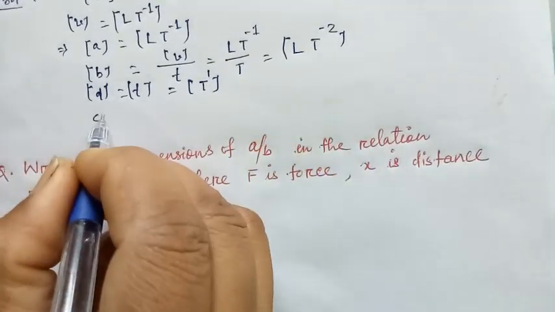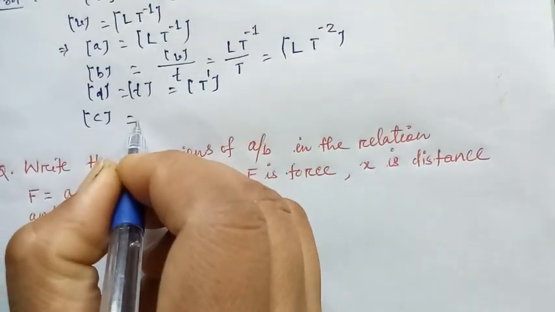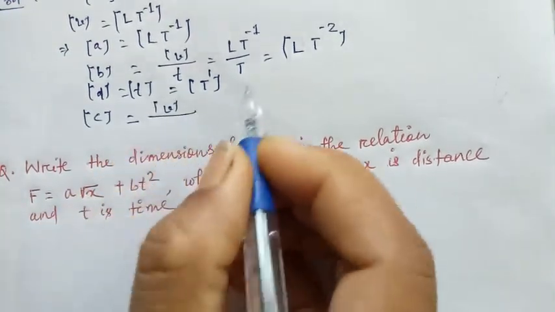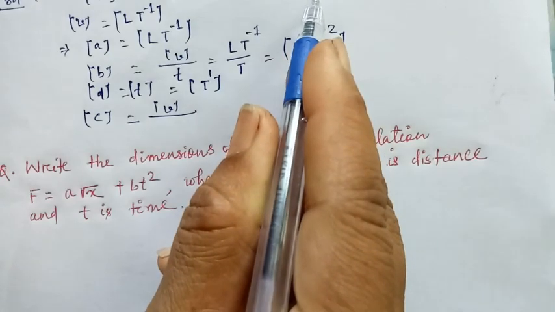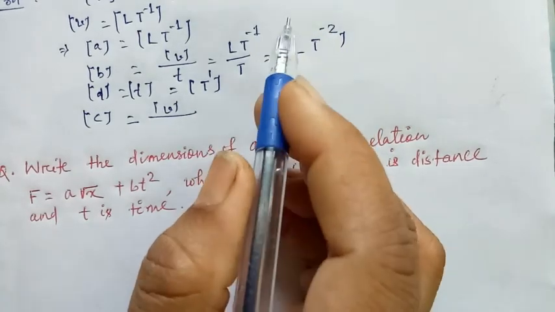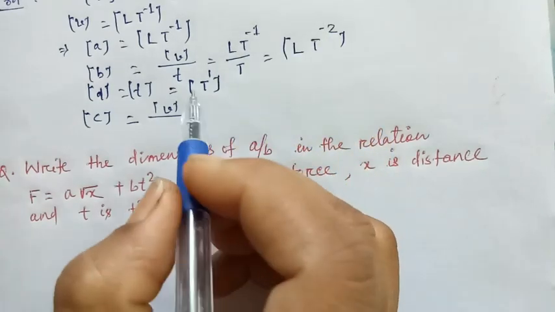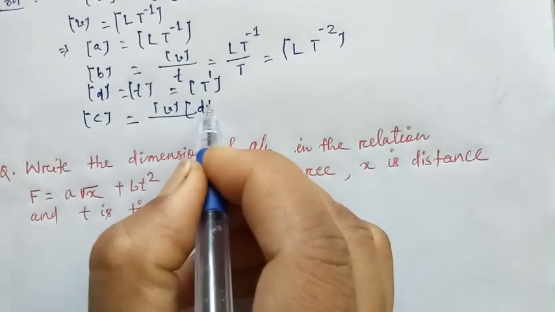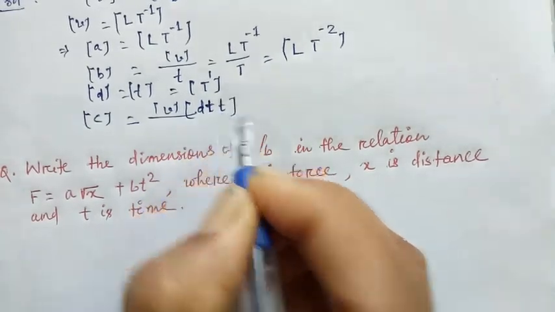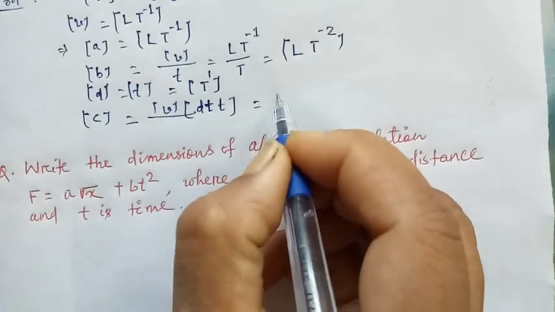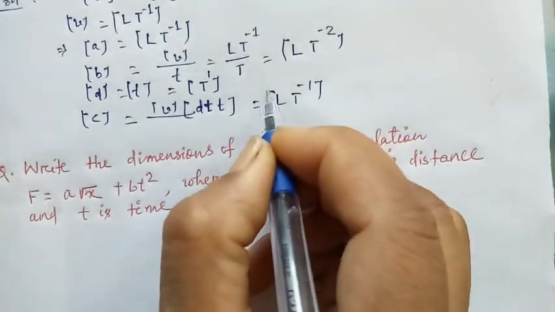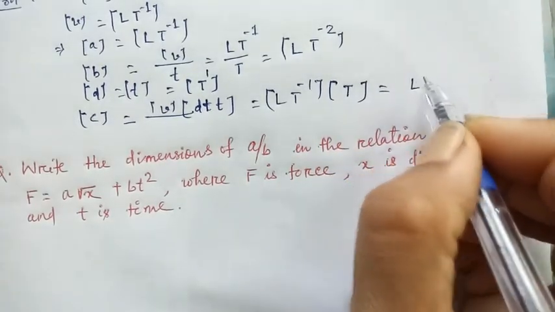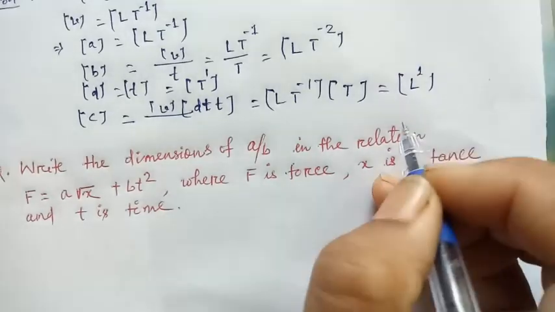Now the dimension of C. The dimension of C is equal to the dimension of v into the dimension of (d + t), or you may write T. That is equal to L T^-1, the dimension of velocity, into T. So that is equal to L^1. Okay.